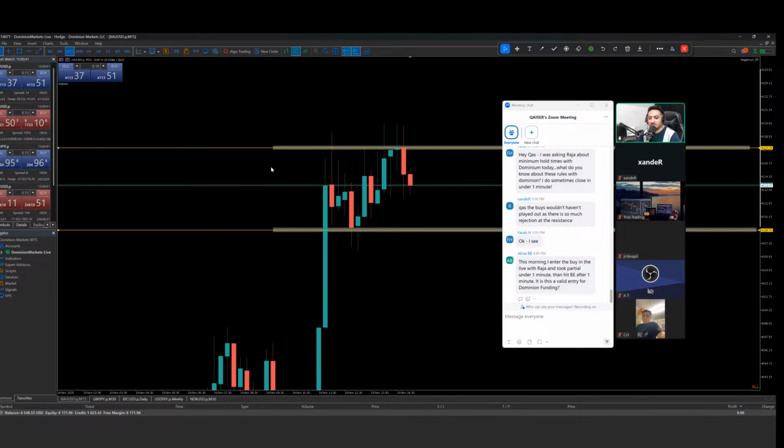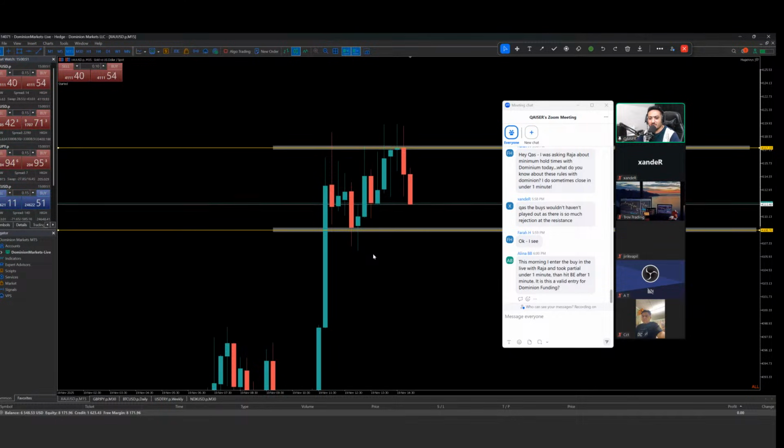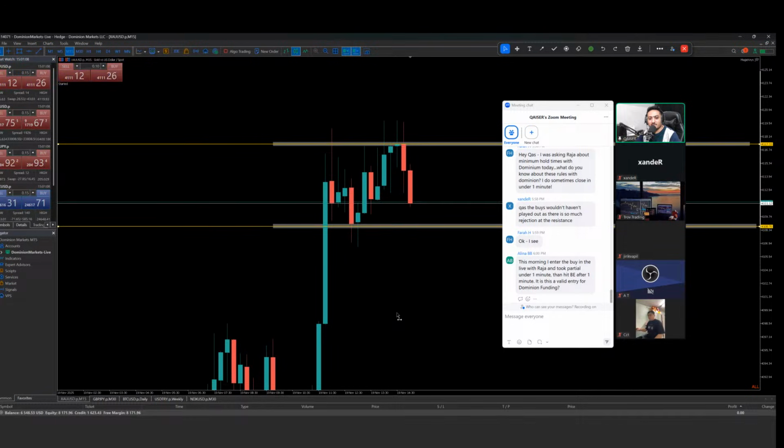This morning I entered the buy live with Raja and took partial under 1 minute, then hit break even after 1 minute. It is a valid entry for Dominion Funding. What do you mean by it's a valid entry for Dominion Funding? Oh, so took partial under 1 minute and hit break even. If you close your complete position once, you will get one trade there. If you're using a partial profit, I think it will show you one trade only. It will be considered as one trade.